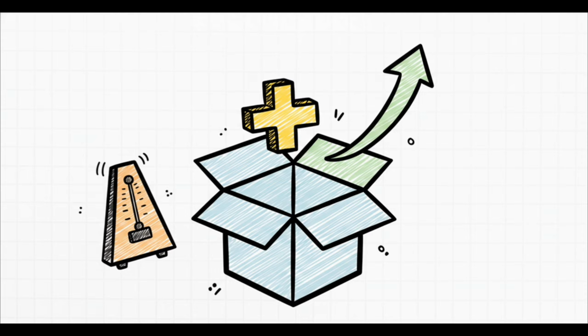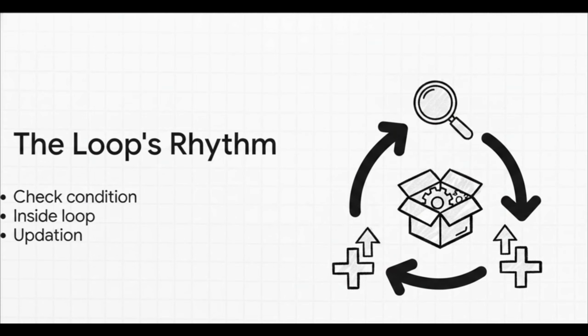Without this specific step, our box would just stay at 1 forever. The condition would literally never fail, and our code would be trapped in an infinite, never-ending loop. And trust me, we do not want that. Let's pull it all together and see how this builds a continuous, repeating rhythm right inside the computer's brain.